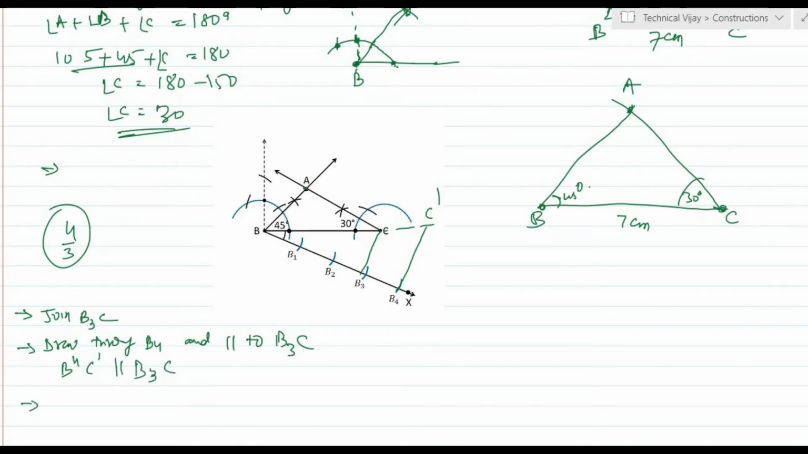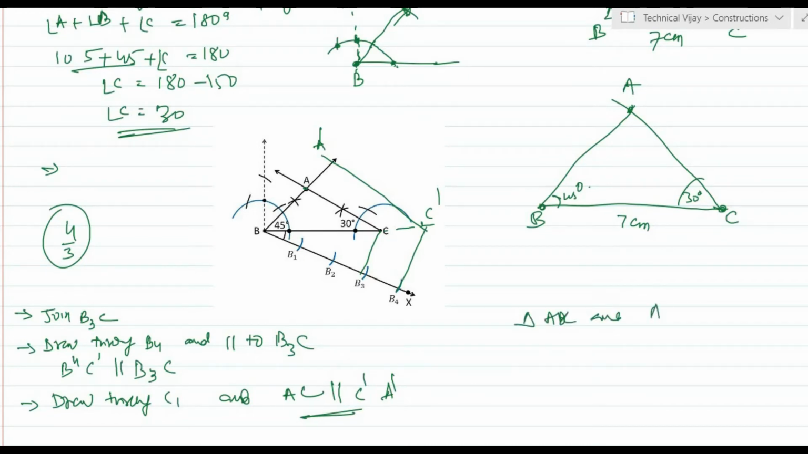Okay. So now again draw through C dash a line parallel to AC, that is, C dash A dash. Here, this line is parallel, and here this is A dash. Okay. A dash C dash is parallel to AC. So now this triangle ABC and triangle A dash B dash C dash are similar.